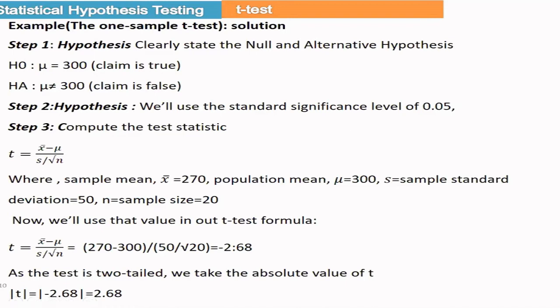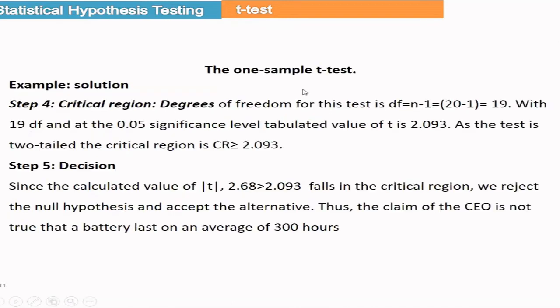Okay. Now, the third step: we have to find the critical region. For the critical region, as I told you, with the t-test you have to consider degrees of freedom. Here the degrees of freedom will be n minus 1, which is 19. So for 19 degrees of freedom at the 5% level of significance, for a two-tail test, the tabulated value of t is 2.093. We know the critical region, that is the rejection region, will be greater than the tabulated value.